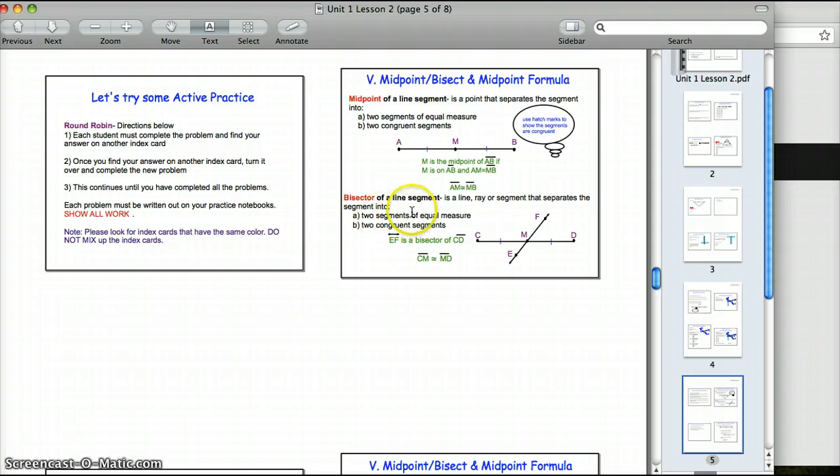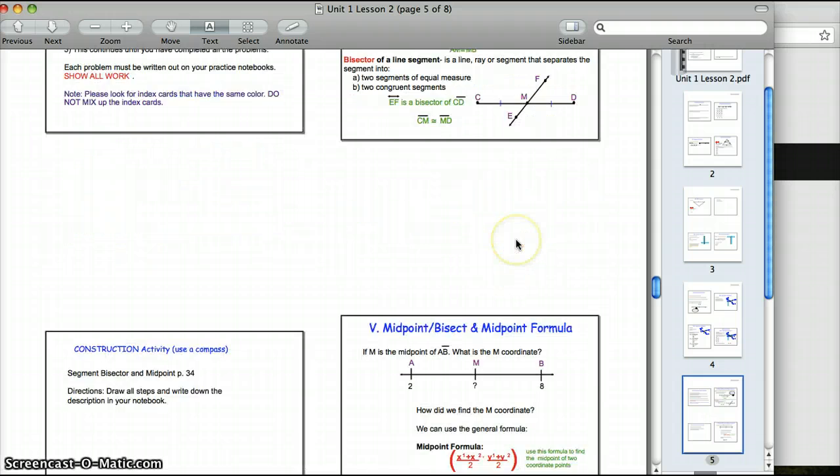Now, the bisector of a line segment is a line, ray, or segment that separates the segment into two segments of equal measures, two congruent segments. So if we look here, EF is a bisector of CD. So that means that CM and MD are both equal to each other, and the bisector is EF.